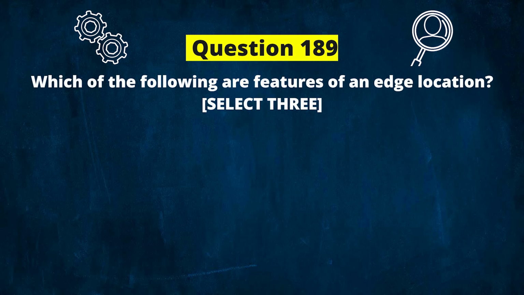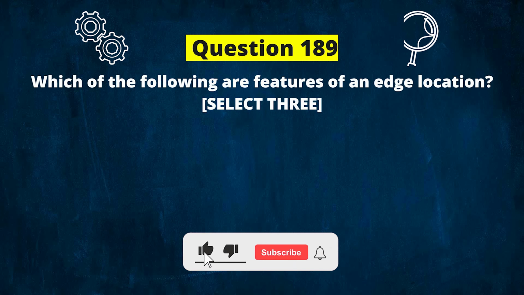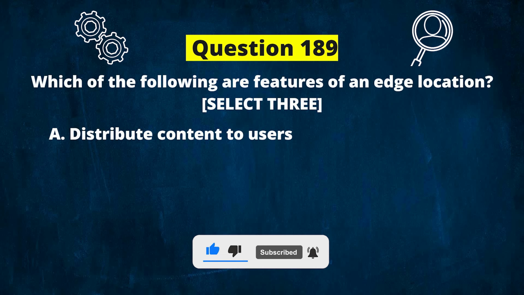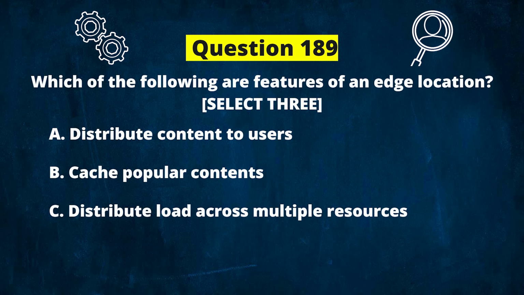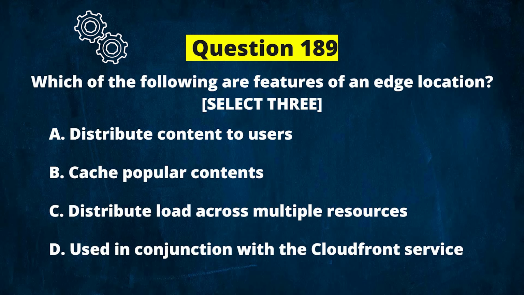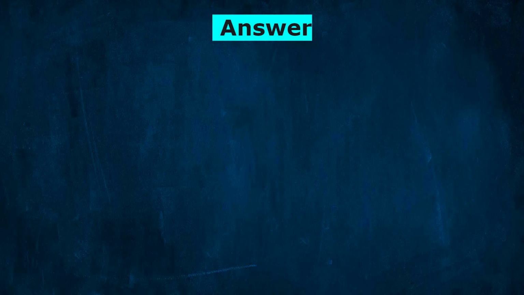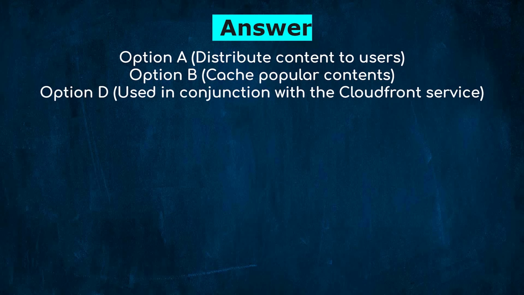Next question. Which of the following are features of an edge location? Select 3 options. And the options are A. Distribute content to users, B. Cache popular contents, C. Distribute load across multiple resources, D. Used in conjunction with the CloudFront service. And the correct answer is option A. Distribute content to users, B. Cache popular contents, and option D. Used in conjunction with the CloudFront service.